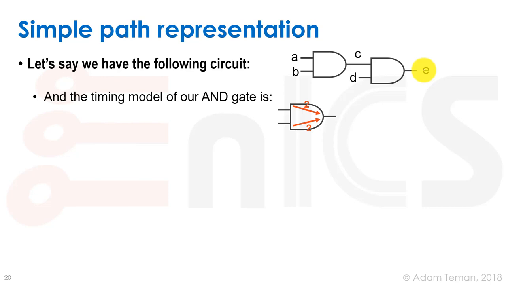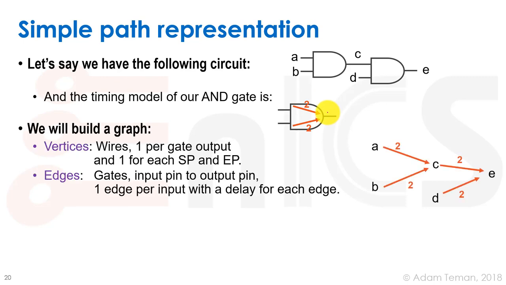We look into our standard cell library, and we see that an AND gate is defined that from both inputs, input 1 and input 2, we have a timing arc with a delay of 2 to the output. Okay, what we're going to do is build a graph. We're going to build a graph made out of vertices and edges, a directed acyclic graph.